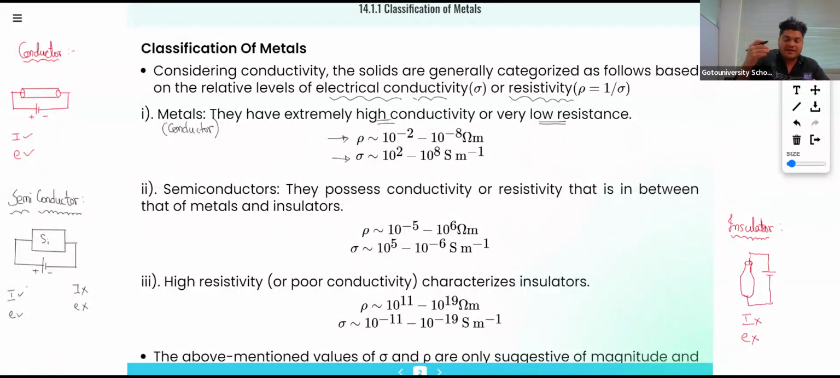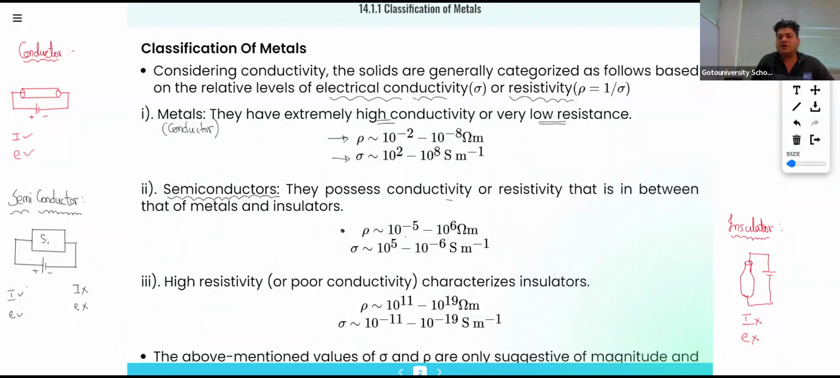Done? Now let's see further. Now we have a semiconductor. What about the semiconductor? They possess conductivity or resistivity that is in between that of metal and insulator. Okay, so what is the resistivity of semiconductor? It's from 10 raised to minus 5 till 10 raised to minus 6.